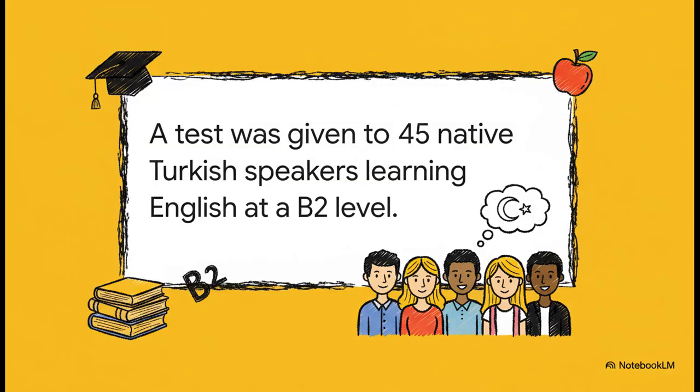Okay, so here's the setup. The study looked at a group of 45 native Turkish speakers who were actually training to be English teachers, so these weren't beginners. They were all at an upper intermediate level, what we call B2. They were good, proficient speakers who still found themselves tripping over certain word pairs.